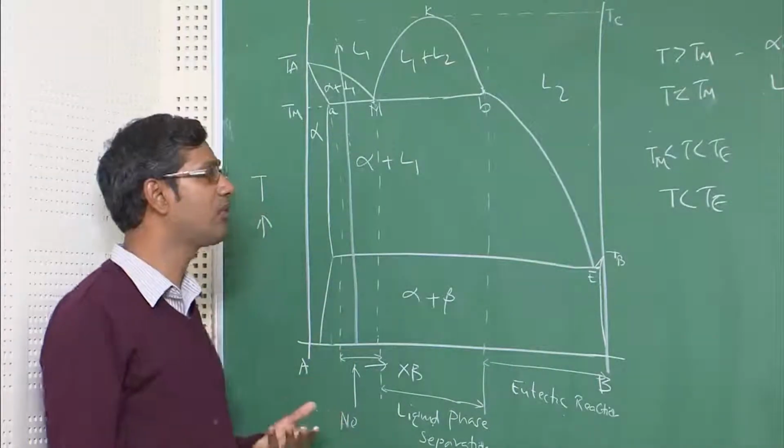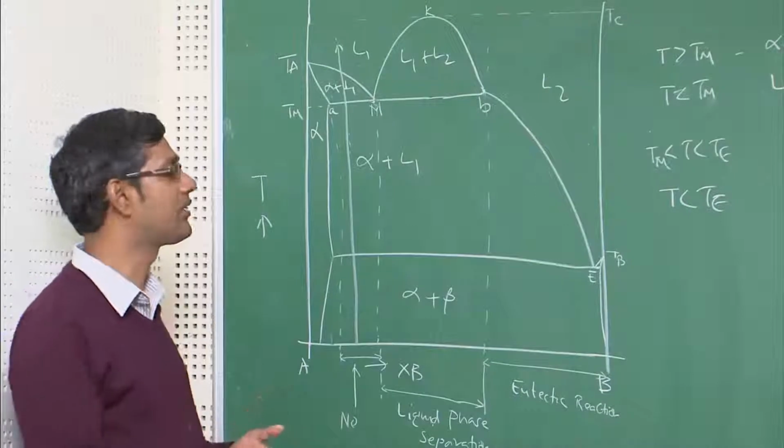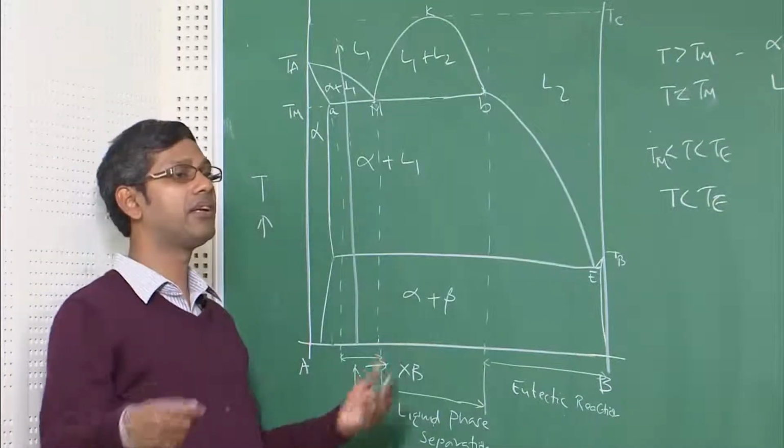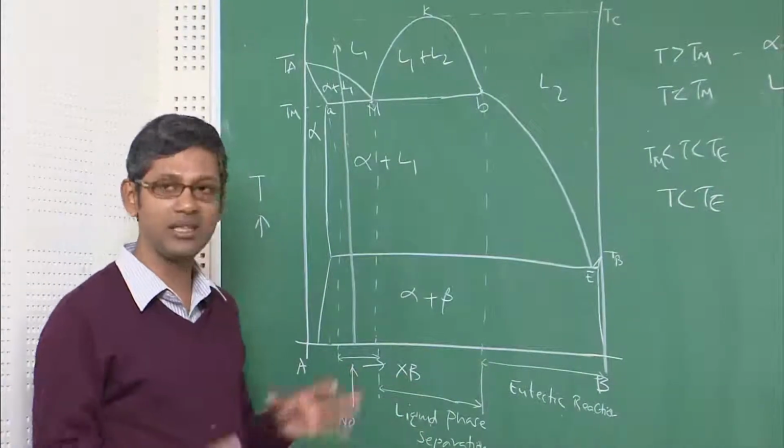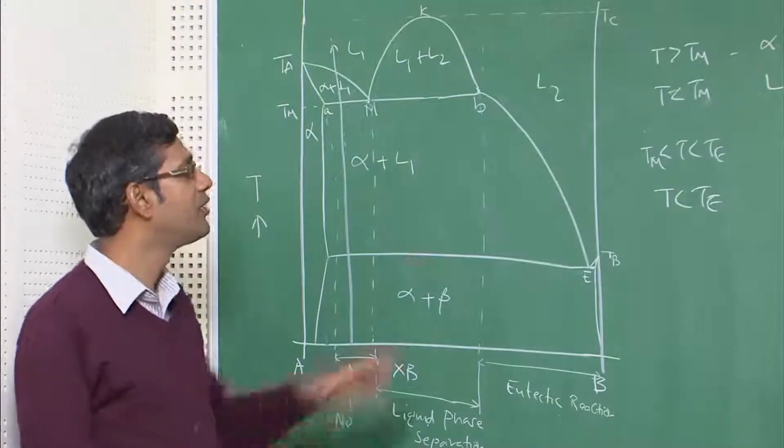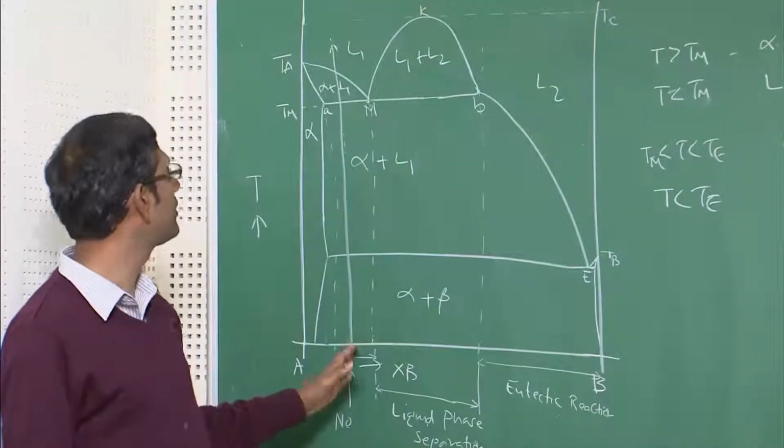So, because of that it will form a divorced type of eutectic. Divorced means you will have alpha dendrites in which beta droplets will be present, nothing else in the microstructure. So, that is what will happen for any alloy composition sitting here.